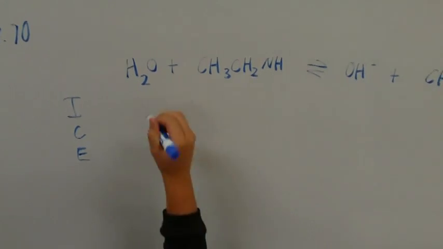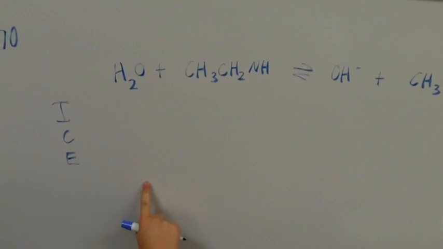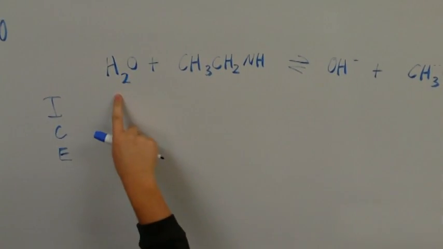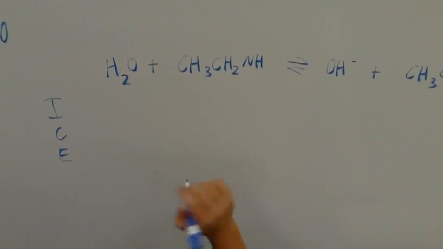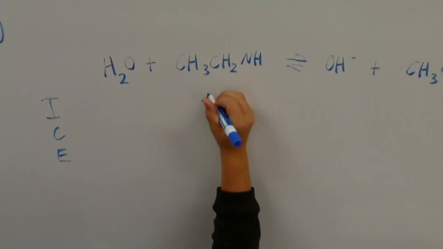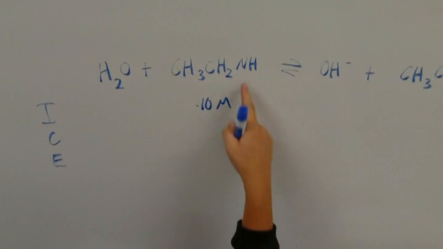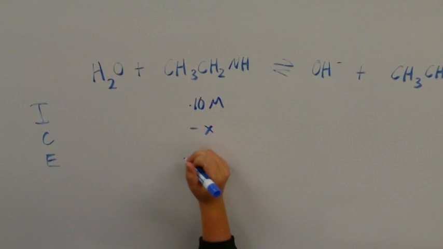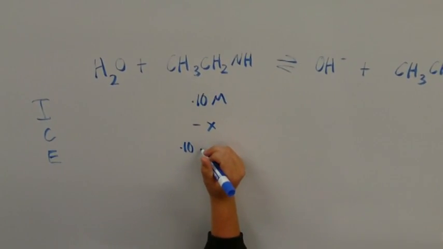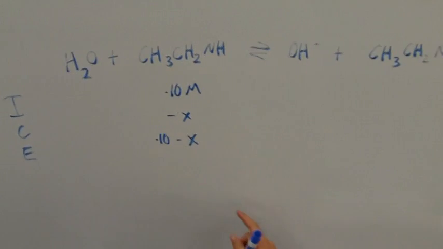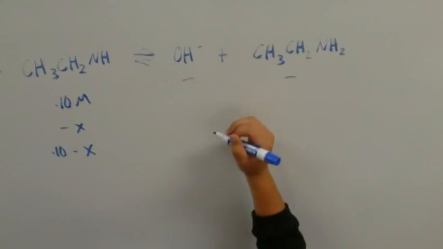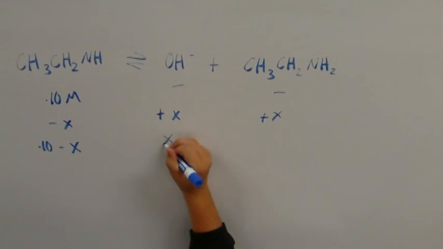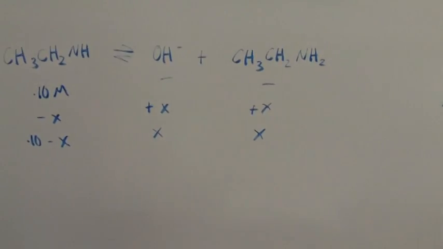Laying this out, water is a liquid, or a pure substance, so we leave it out. We've got 0.10 molar of ethylamine to begin with. We're going to lose X amount, which will give us 0.1 minus X. Then we're starting off with none of the products, and we're going to gain plus X. So at equilibrium, those values will just be X.